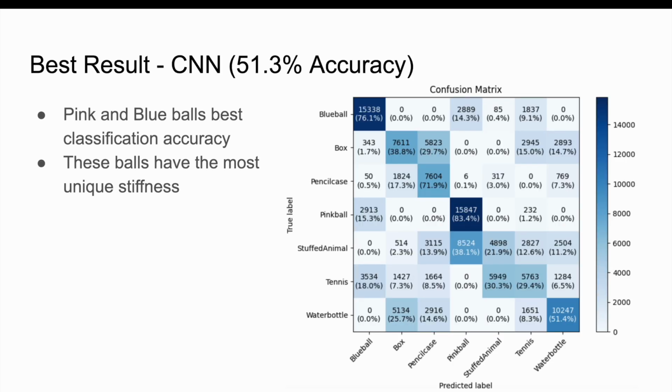So to go into our best result a bit, we present the confusion matrix on the right. You can see that the objects that were most easily classified were the blue ball and the pink ball. These objects had the most unique stiffness, so these were the softest objects by far in our data set. So we think that the CNN was able to pick up on some of those textural features.